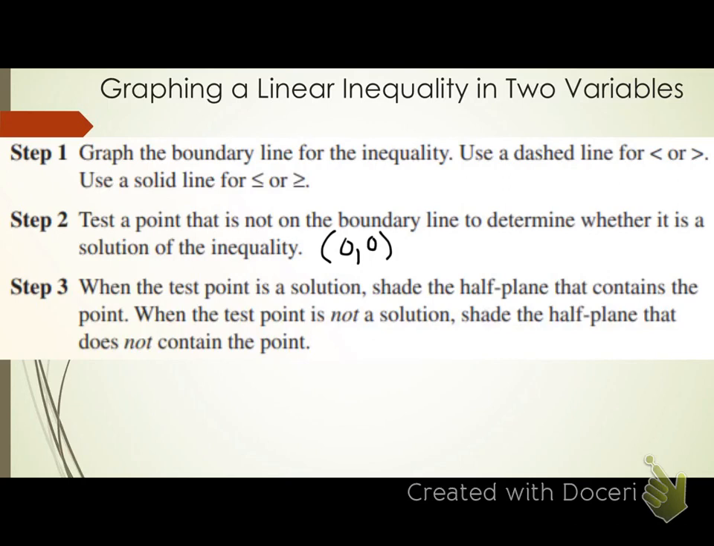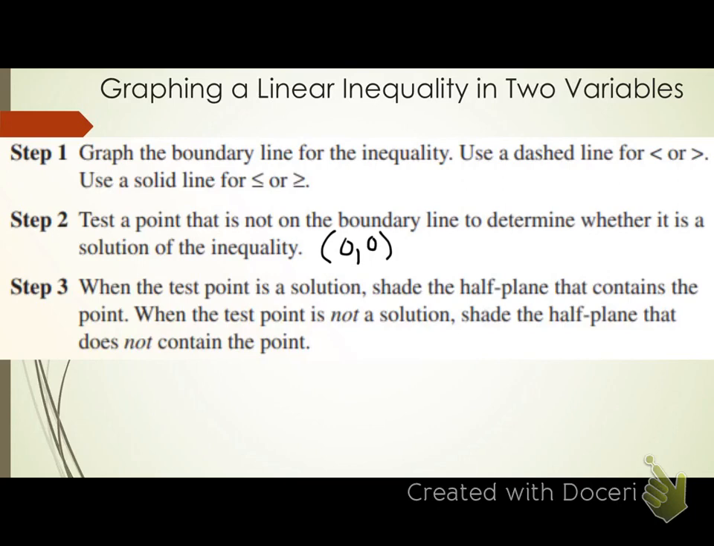Step 3. If you plug your test point in and it is a solution, shade the half plane that contains that point. That means that all ordered pairs on that side of the boundary line are also solutions to your inequality. If you plug it in and the test point is not a solution, shade the half plane that does not contain the point. You know that, hey, this ordered pair is not working, so it's got to be the other half plane that I need to shade. Does that make sense?